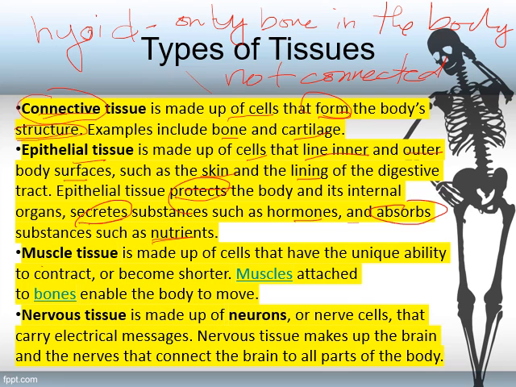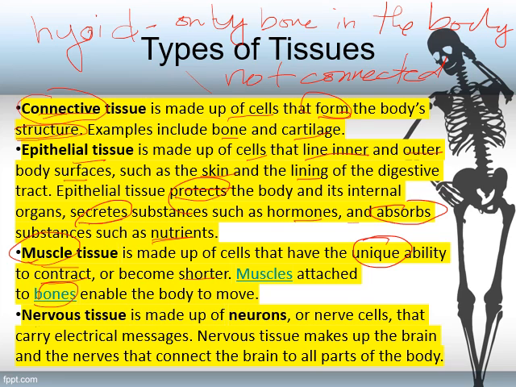Next is the muscle tissue. These are made up of cells that have the unique ability to contract. Since they are made up of muscle tissues, they are responsible for the contracting, or it becomes shorter. Muscles also are attached to bones, which enable the body to move. Usually our bones in the body have attached muscles that are able to make the bones move.